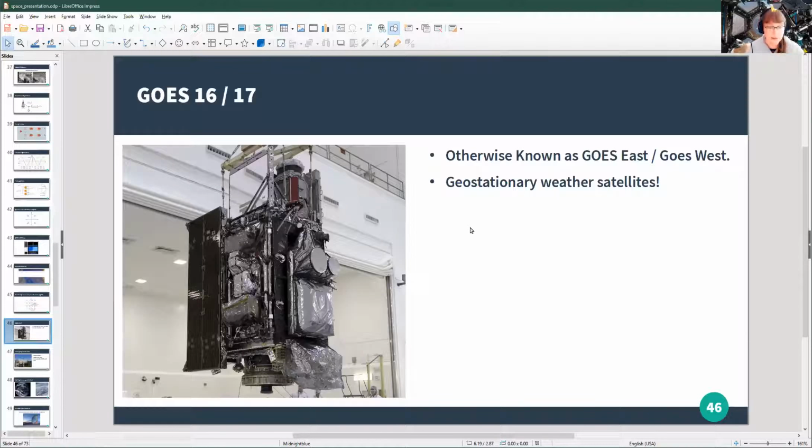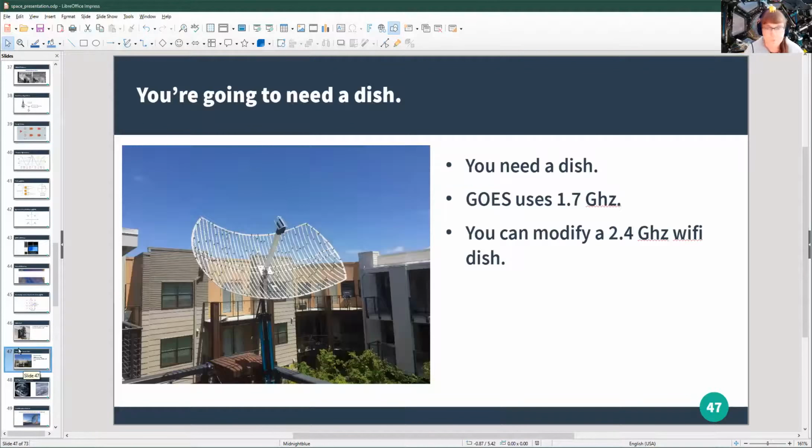And the 2 most famous of these are GOES 16 and 17, otherwise known as GOES East and GOES West. One is over the Pacific Ocean, one is over the Atlantic Ocean. Obviously, we would be going for GOES West or GOES 17. And like I said, these are geostationary satellites. Now, unfortunately, because they are so far away, thousands of kilometers away, you need a dish to amplify or boost the signal. You need a dish to grab it.